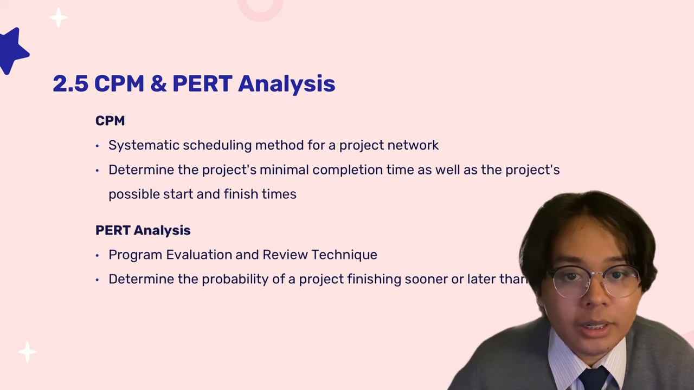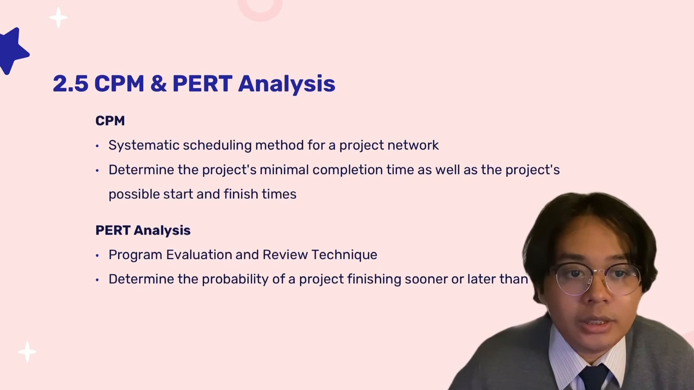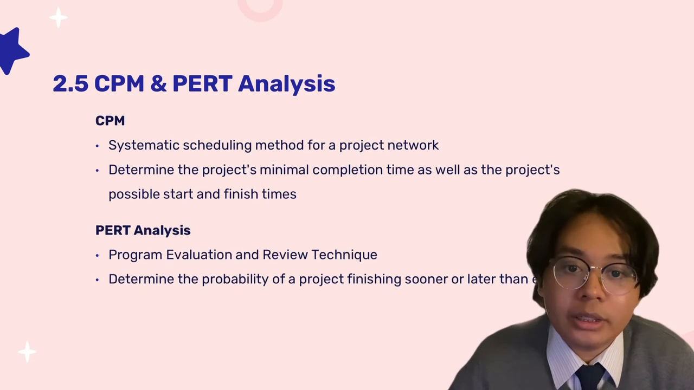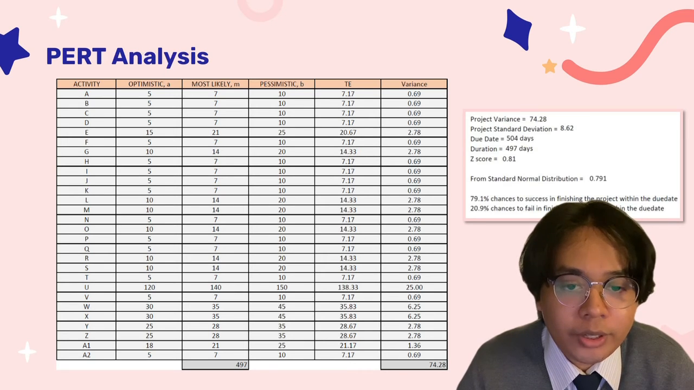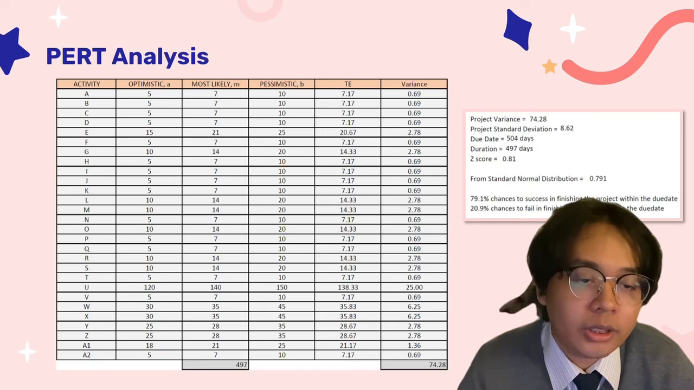PERT is a program evaluation and review technique that uses 3 durations for each activity and fundamental statistics to determine the probability of a project finishing earlier or later than expected. As we can see from the slide, we can get the project variance and project standard deviation from the table, which is 74.28 for project variance and 8.62 for project standard deviation.